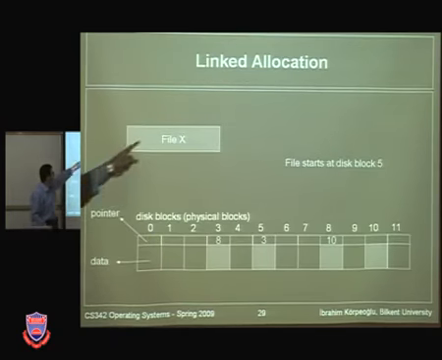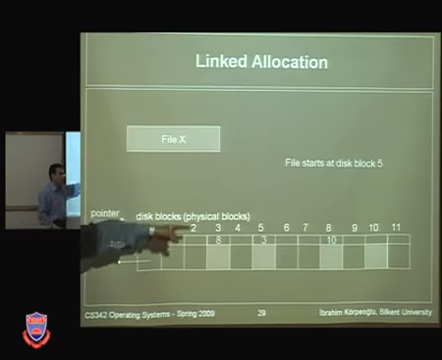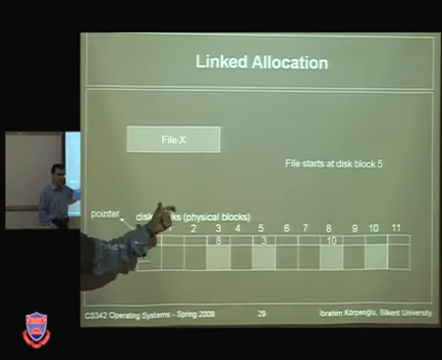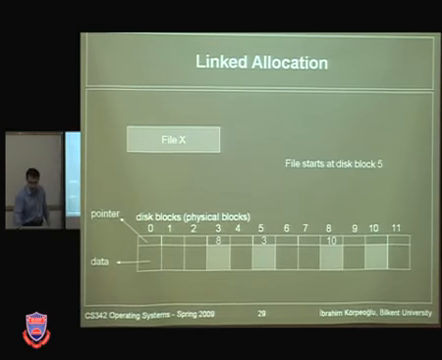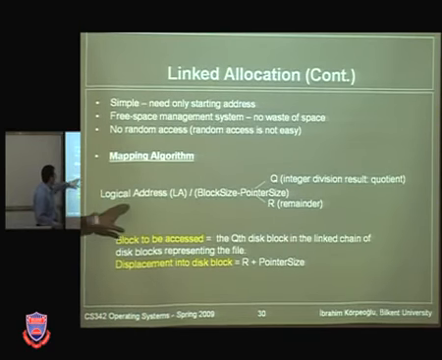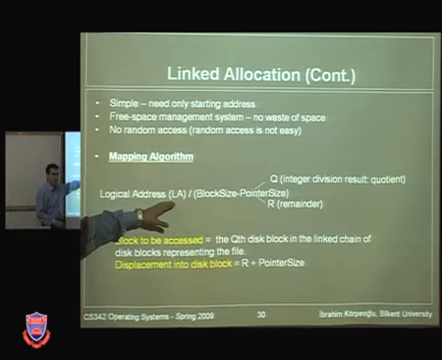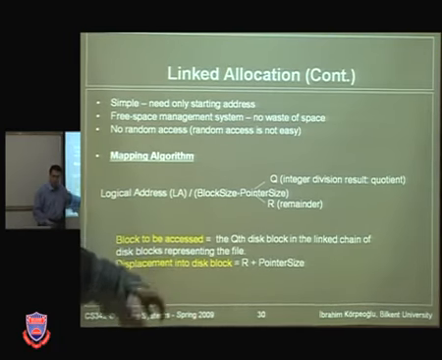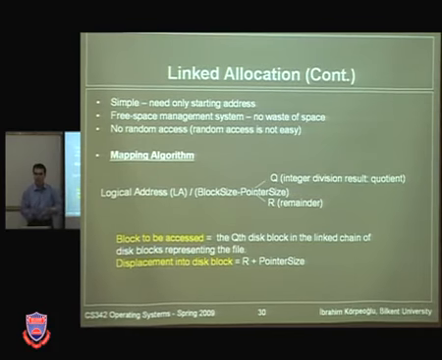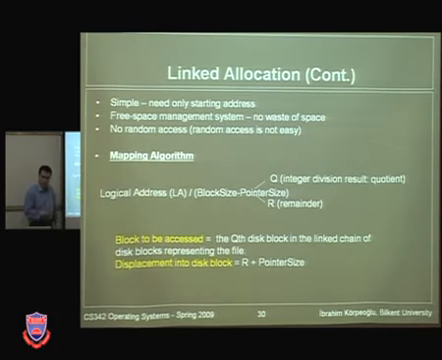Given an offset here, how can we obtain the corresponding disk block number and displacement? This is the logical to physical translation, or mapping algorithm. Assume we are given a logical address, an offset into the file. We would like to find the corresponding disk block number and displacement inside that block. So what do we do?